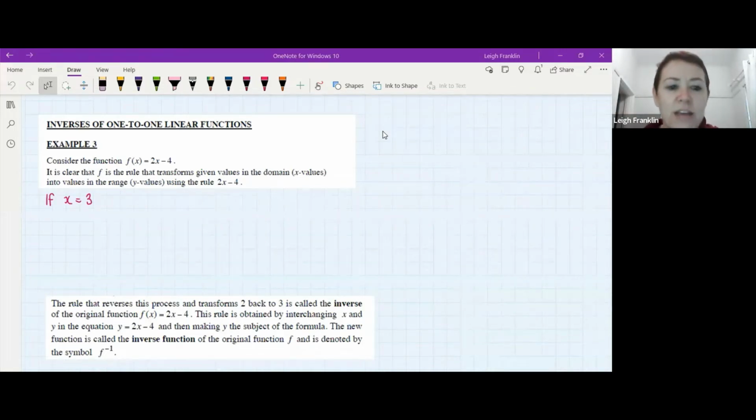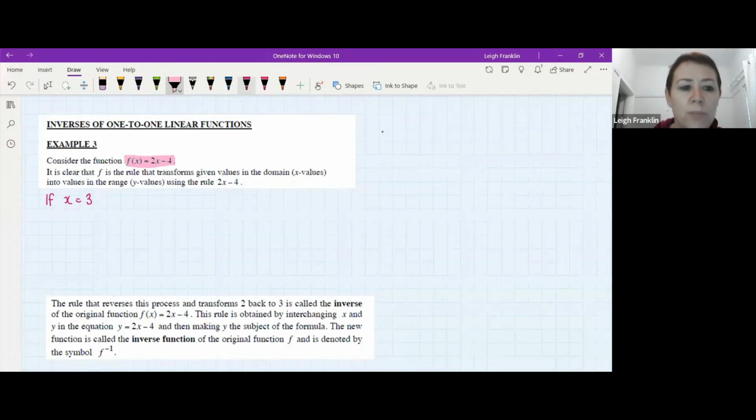Okay, so let's first consider the function f of x equals 2x minus 4. Now we recognize that that is a linear function because it's in the form y equals mx plus c, right? So when we write f of x equals 2x minus 4, we are saying that there is a rule that transforms the given values or domain values, x values, into values in the range, y values, outputs, using the rule 2x minus 4.